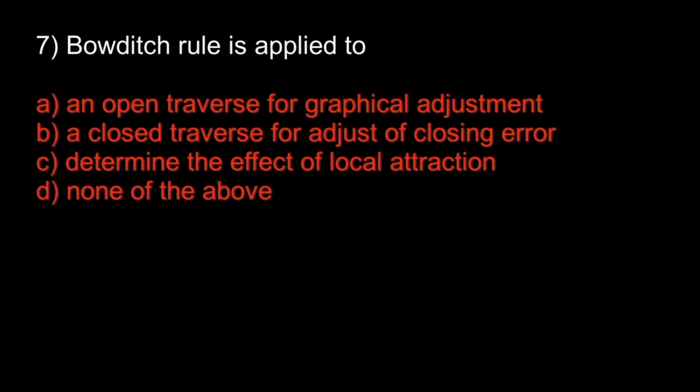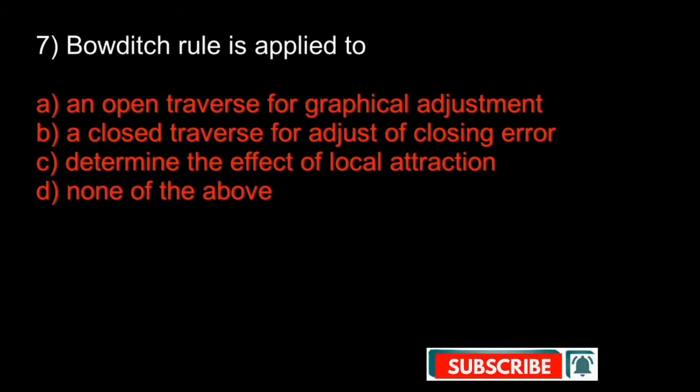Bowditch's rule is applied for balancing the traverse when the angular and linear measurements are equally important, and it is also known as the compass rule. It is used when angles and distances are measured with the same relative accuracy. And we know that Bowditch's rule is applied to a closed traverse for adjustment of closing error. So our answer is option B, a closed traverse for adjustment of closing error.